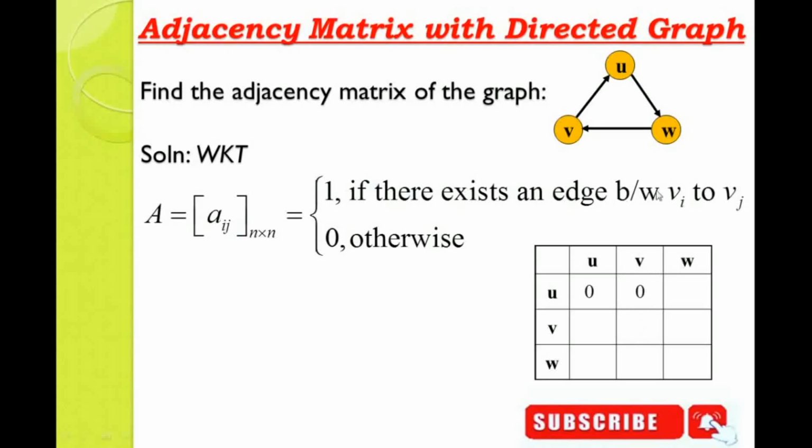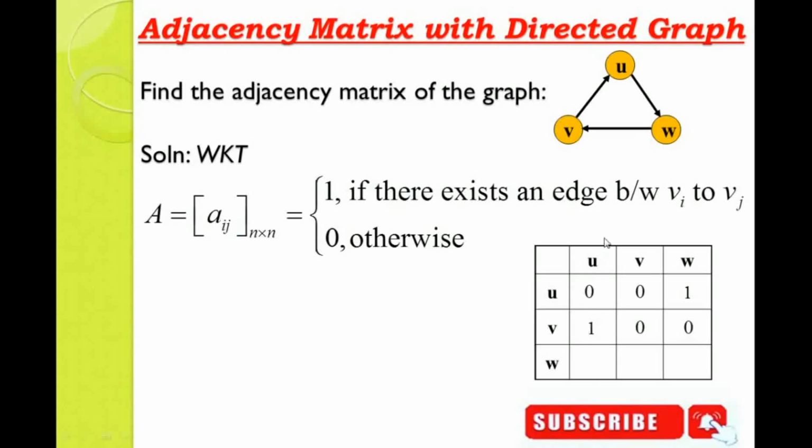What about U to W? U to W, one edge is there. It starts from U, ending at W. Therefore, how many edges? One edge is there, so we assign the value 1. Similarly, V to W, one edge is there, assign value 1. What about V to V? There is no edge from V to V, so we assign the value 0. What about V to W? There is no edge from V to W, so the value is 0.